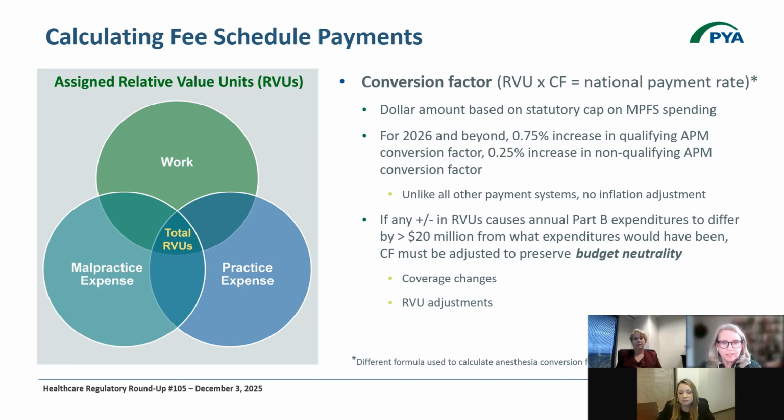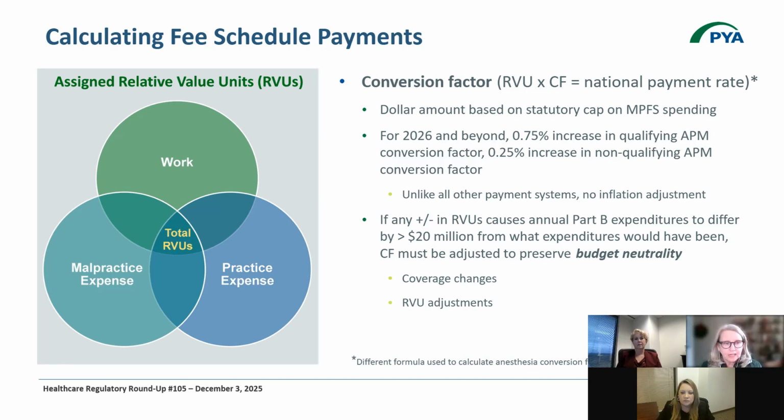How we calculate fee schedule payments using the formula from MACRA is dependent on a conversion factor. It is the conversion factor multiplied by the relative value units, or RVUs, assigned to a specific service that gives us the national payment rate. The conversion factor is determined based on a predetermined statutory cap on Medicare physician fee schedule spending, divided by CMS's projections on the number of RVUs that it expects to be billed during the upcoming year. So really the conversion factor is simply how we divide the pie up among the various services.